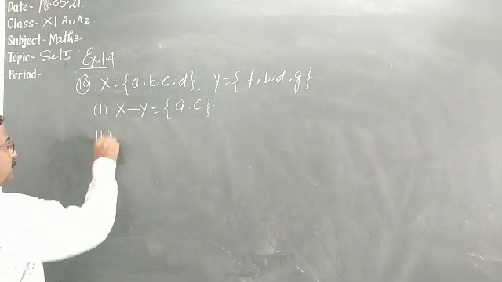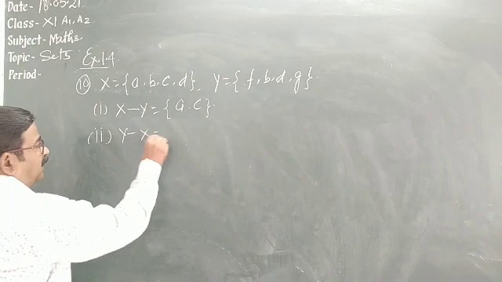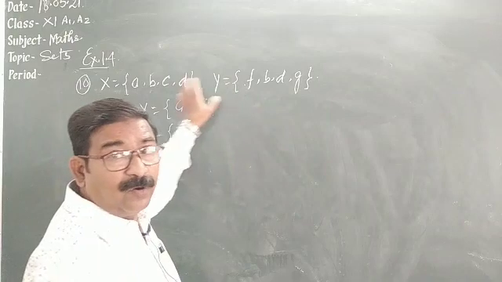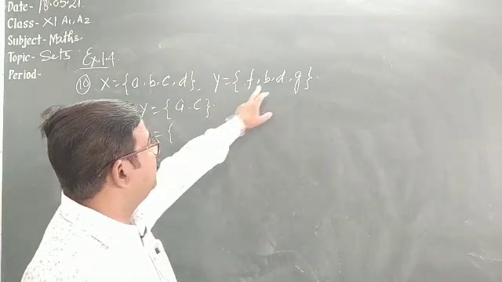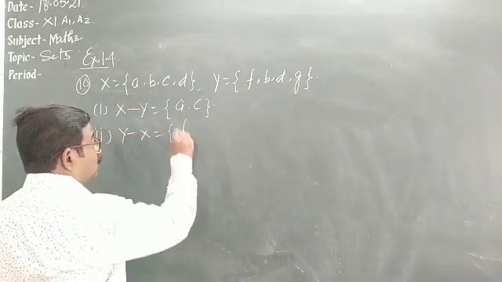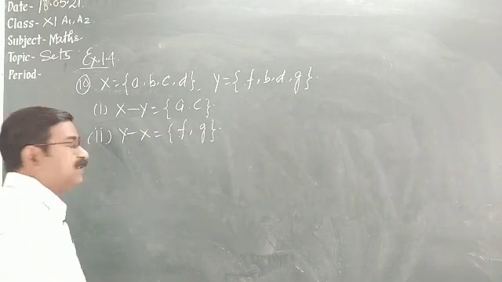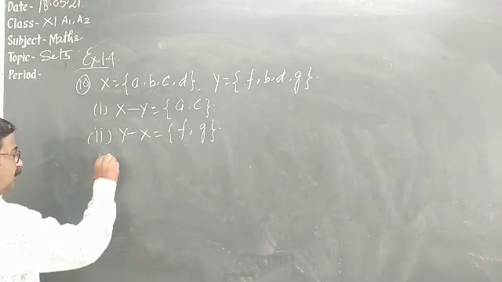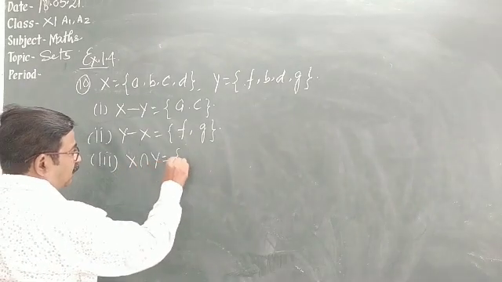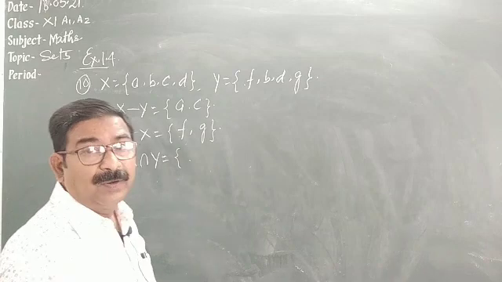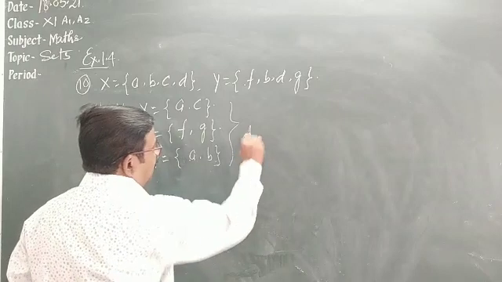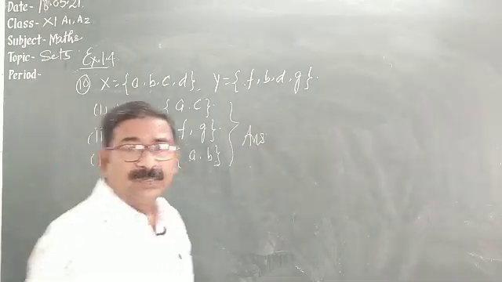Second part, Y minus X means elements of Y which are not found in X. So we see the common elements B and D are found here. F and G are not found. So F comma G are the elements in Y minus X. Third part, we have to find X intersection Y. X intersection Y means common in X and Y. You see B and D are common. So these are the answer of this question. Clear?